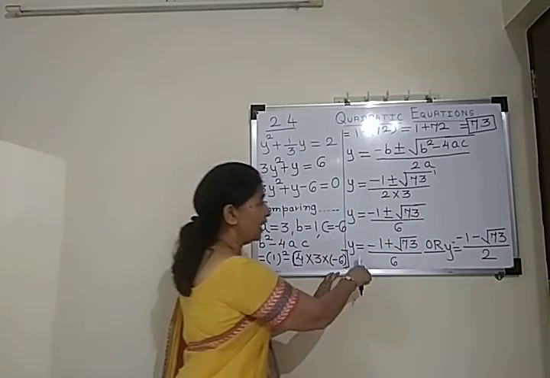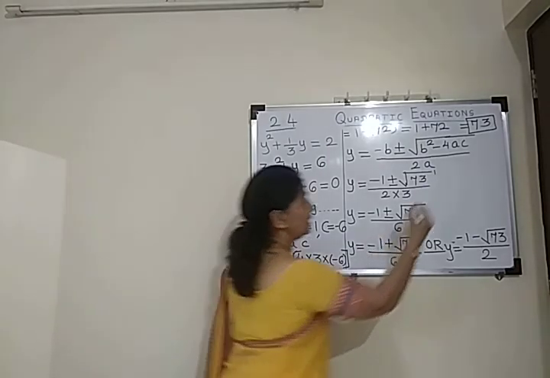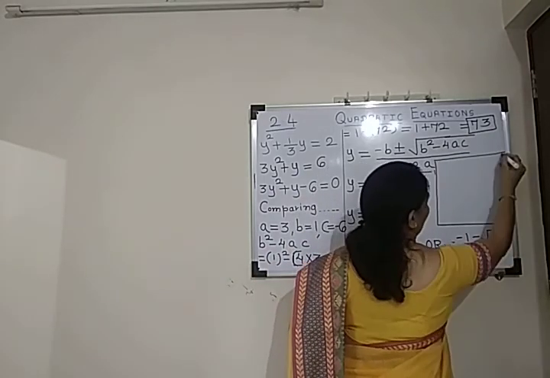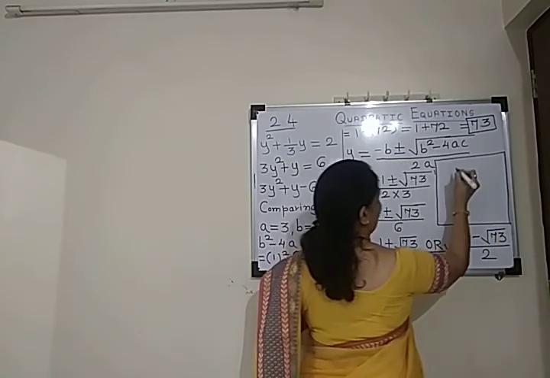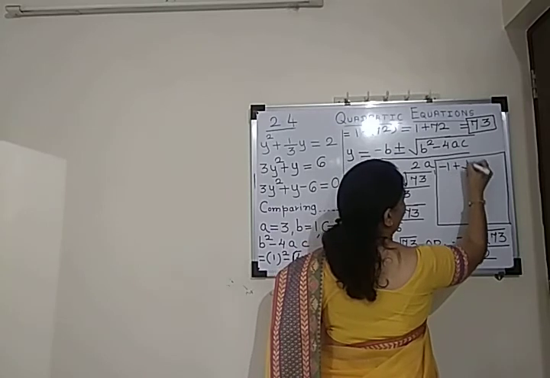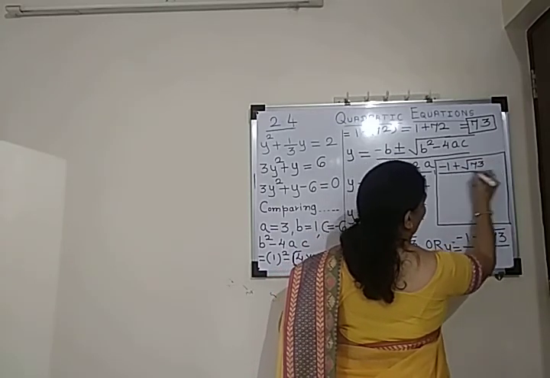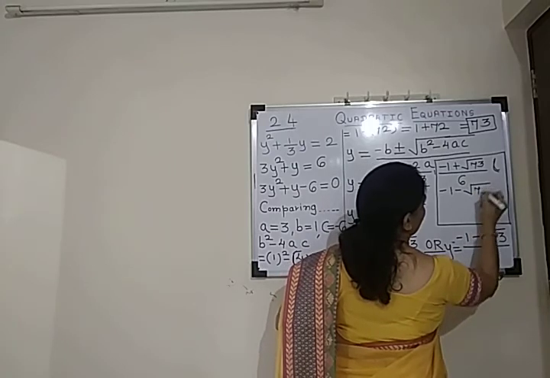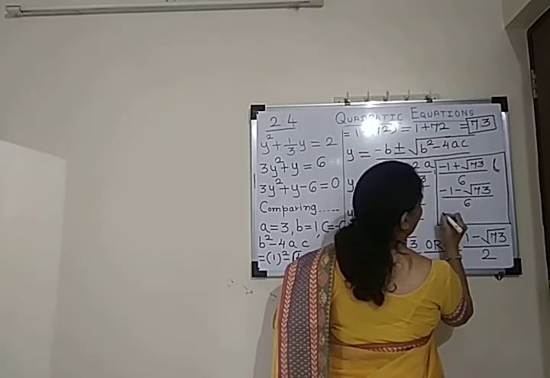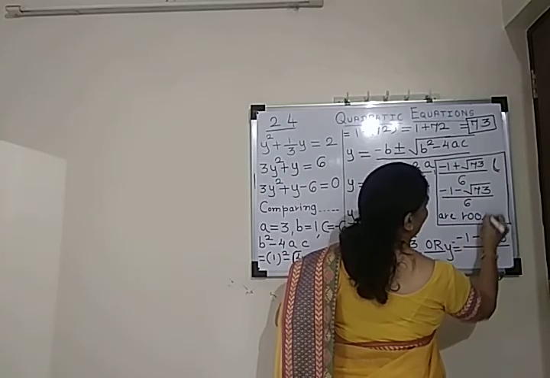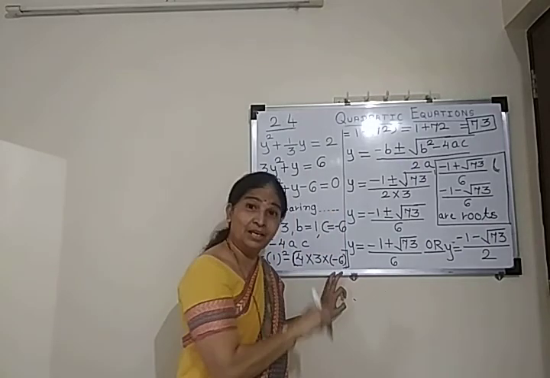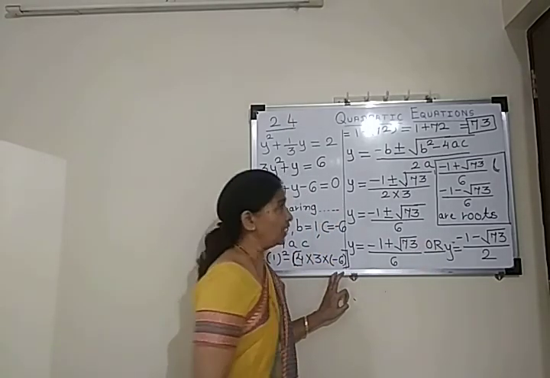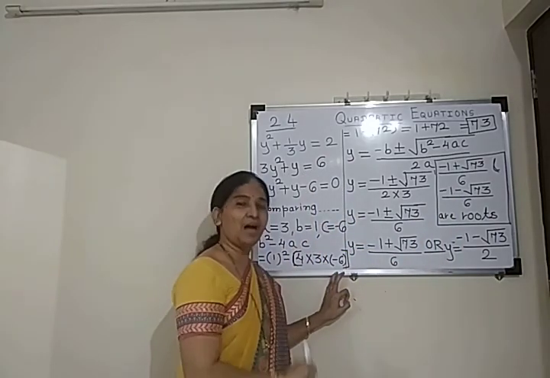Without fail, we will write the answer in words. I am writing in this space, bracket to the answer, no, so I am making a bracket: minus 1 plus root 73 upon 6, and minus 1 minus root 73 upon 6 are the roots of the given quadratic equation. You have to write the answer in words and without fail make a bracket to the answer. Okay.